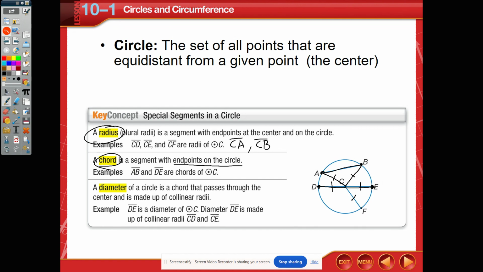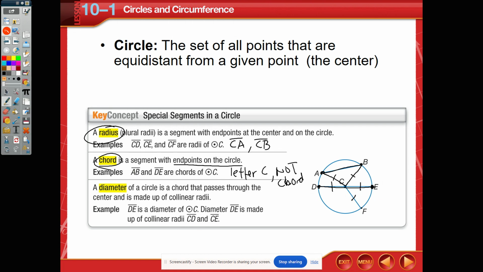Let's see, what would not be a chord? Anything with the letter C in it is not a chord. Letter C, not a chord. Because a chord has to connect, both points have to be on the circle, and C is not on the circle. C is the center of the circle.